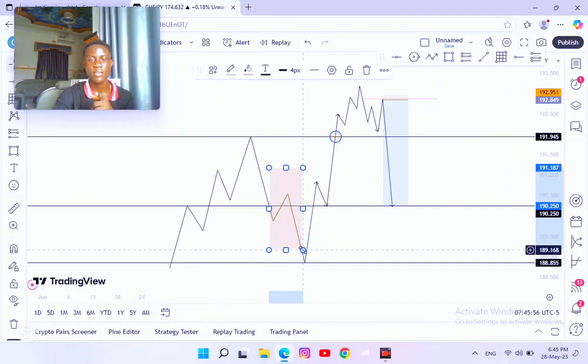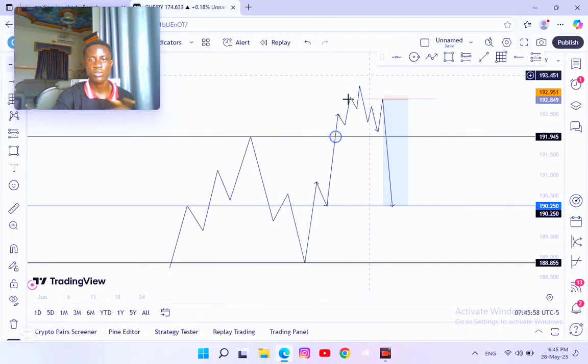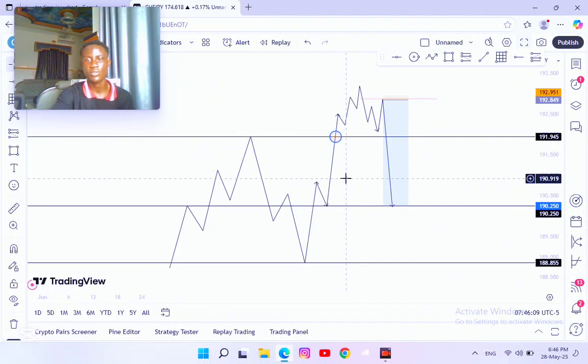But if price does not give you any break before you break the high, you're not going to look for a reversal. You're going to look for continuation. So that's simply when you're going to look for a reversal and when you're not. If you have any issues, just drop a comment and I'm going to reply to you.